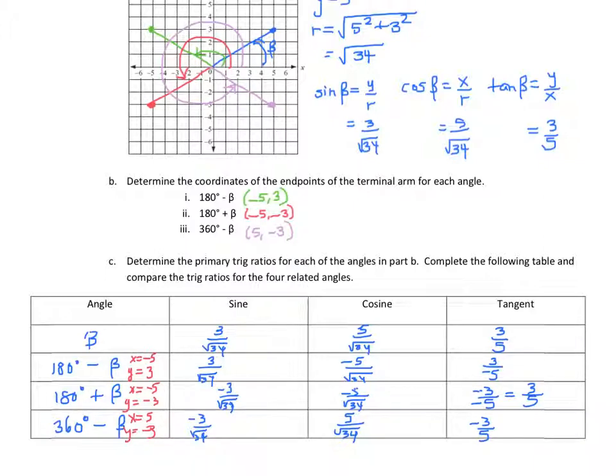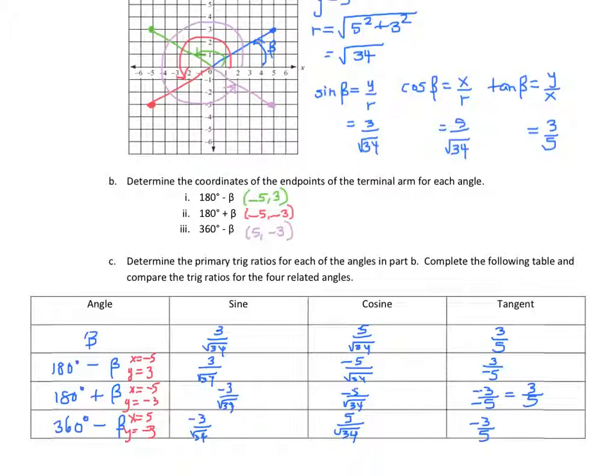So if we compare these sine, cosine, and tangent ratios, what you should see is that in each particular case, for the sine ratio and the cosine ratio and the tangent ratio, they're all the same for these related angles. The only thing that changes is the sign of those ratios. So the sine ratio seems to be 3 over root 34 in each case. For the last two, it's negative, and for the first two, it was positive, and so on and so forth.